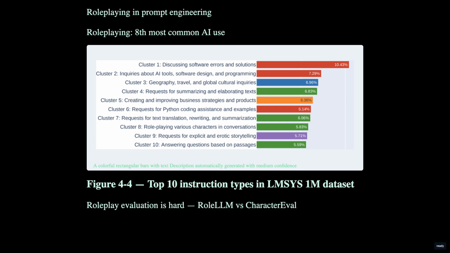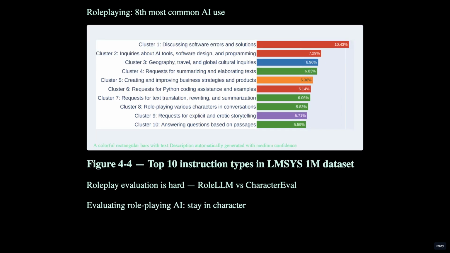RoleLLM, Wang et al., 2023, measures persona emulation using carefully crafted similarity scores and AI judges. CharacterEval, Tu et al., 2024, relied on human annotators and trained a reward model to rate each role-playing aspect on a 5-point scale. When your model is expected to assume a role, check whether it actually stays in character.